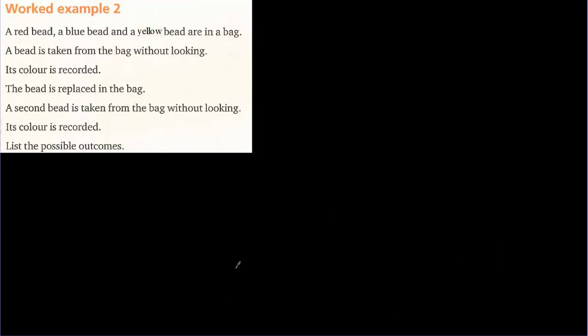Okay, let's do the second one here. A red bit, a blue bit and a yellow bit are in a bag. A bit is taken from the bag without looking. Its color is recorded. The bit is replaced in the bag. A second bit is taken from the bag without looking. Its color is recorded. List all possible outcomes. So you have the bag, you are putting it back inside, and you are recording that one.